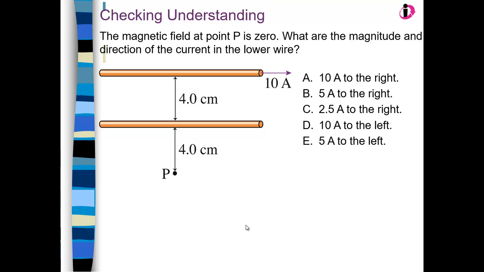Okay, so let's say we have 2 wires. We have 10 amps in the first wire. We have an unknown current in the second wire, and we know that the magnetic field at B is 0. So we have no magnetic field here whatsoever.